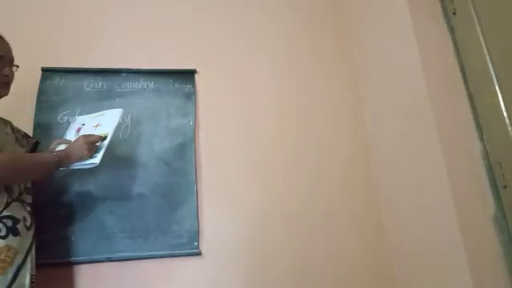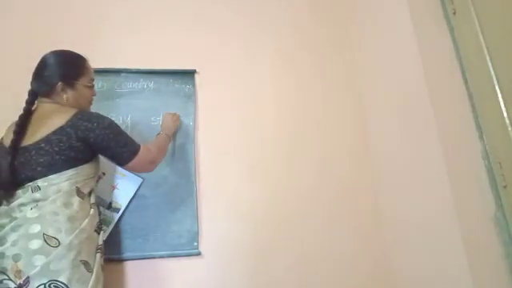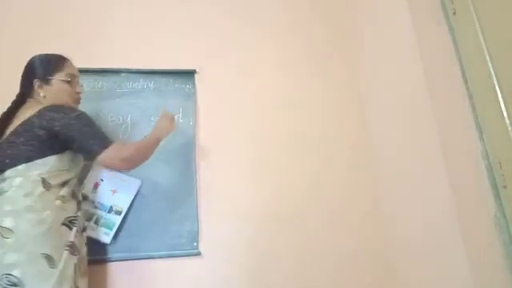See here, two water bodies are connected by a narrow passage. This is called the strait. Two water bodies connected by a narrow passage. Okay, very small passage, no? For the water to flow from one water body to another water body. So it is the strait.